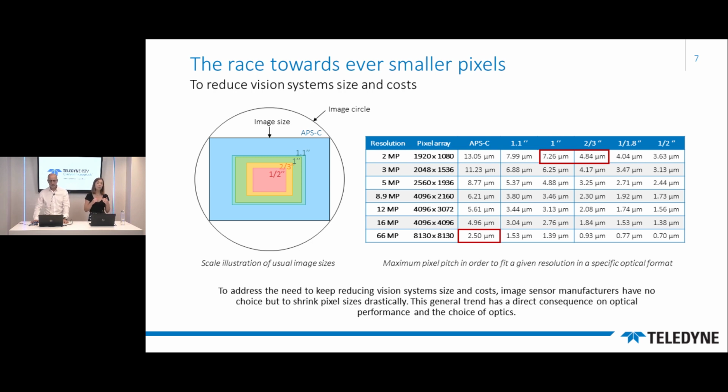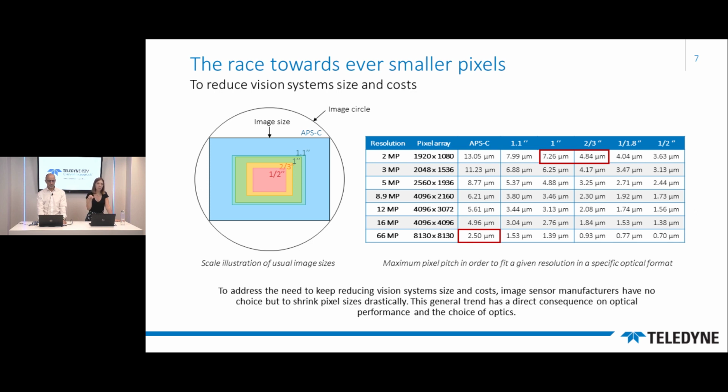So assume that I want to go from APS-C to C-mount, or from C-mount to S-mount, now by keeping the same resolution to get at the end something cheaper and something smaller. What does it mean in terms of image sensor? Of course, it means having smaller pixels. In the table on the right of this slide, I computed the maximum pixel pitch that you can allow to fit a certain resolution into one specific optical format.